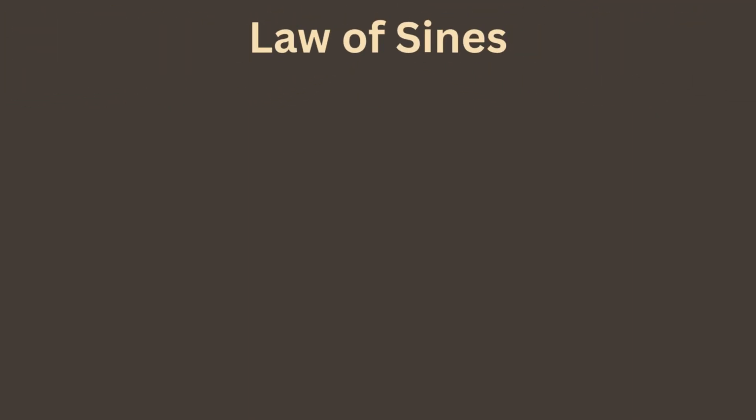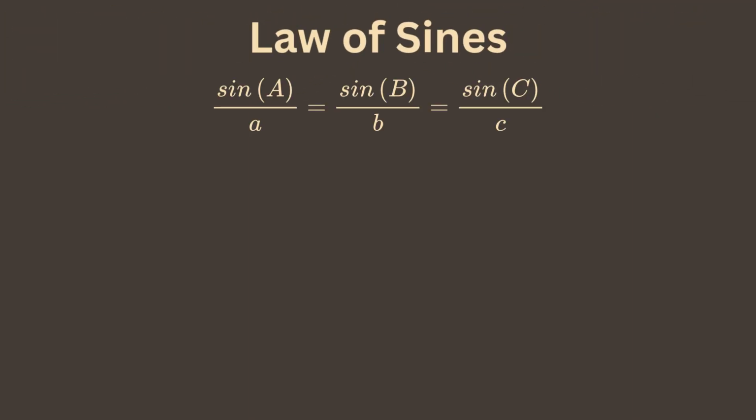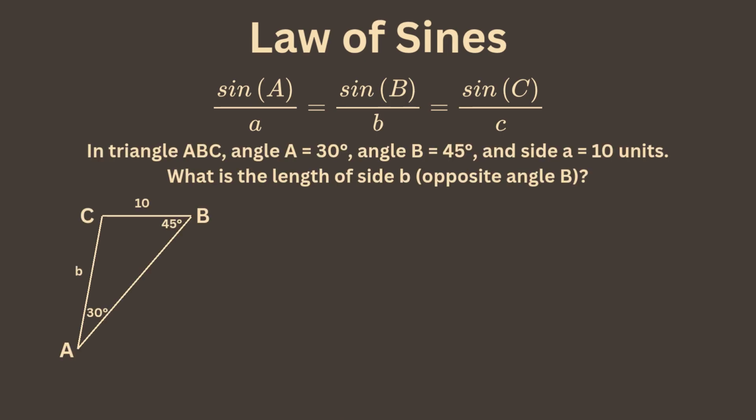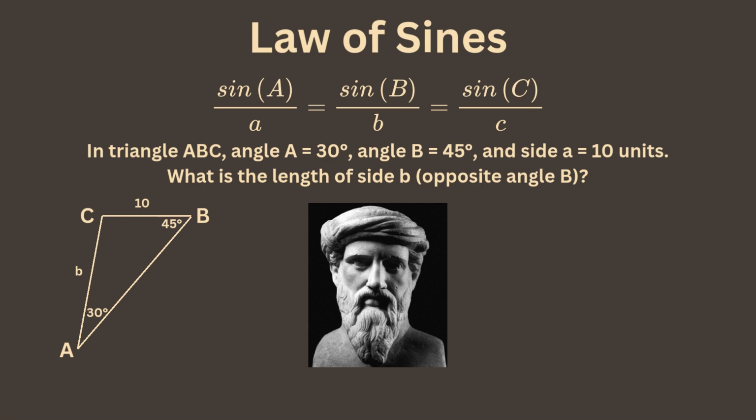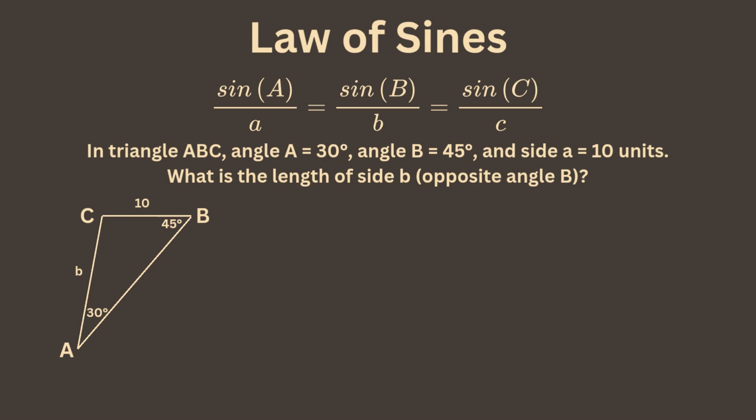Law of sines. Sine of A over a is equal to sine of B over b, which is equal to sine of C over c. Let's say you're given this triangle problem. In triangle ABC, angle A is 30 degrees, angle B is 45 degrees, and side a is 10 units. What is the length of side b? This isn't a right triangle, so Pythagoras won't help you. But this is where the law of sines shines.